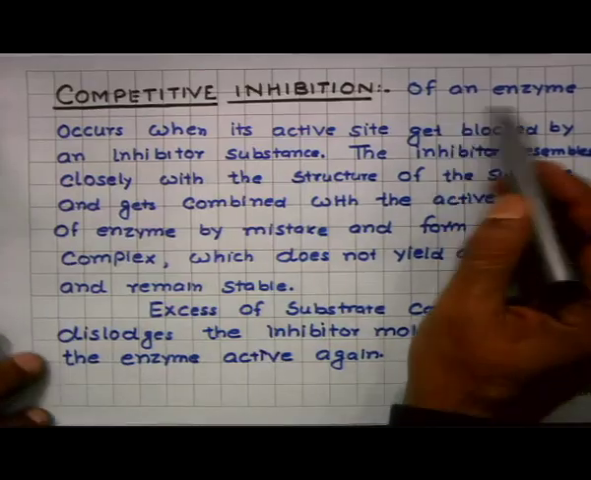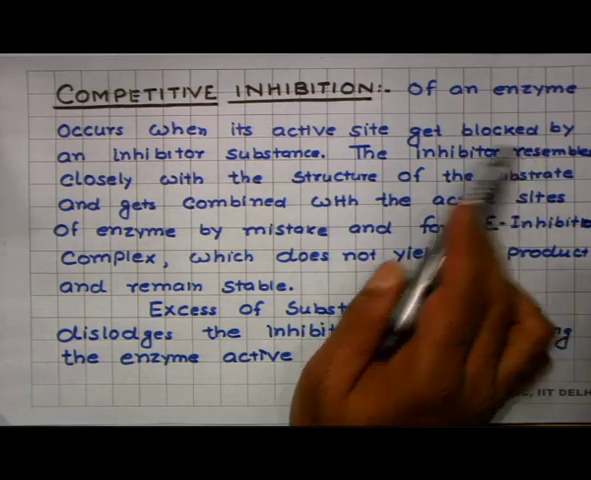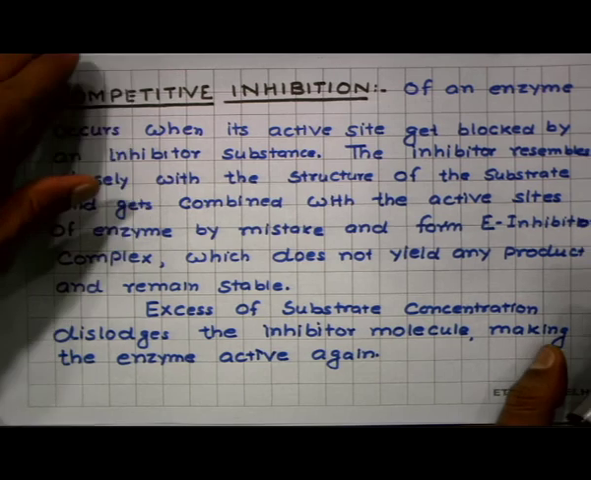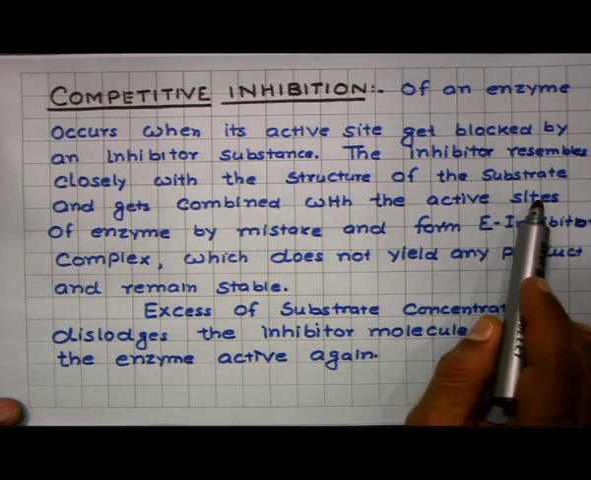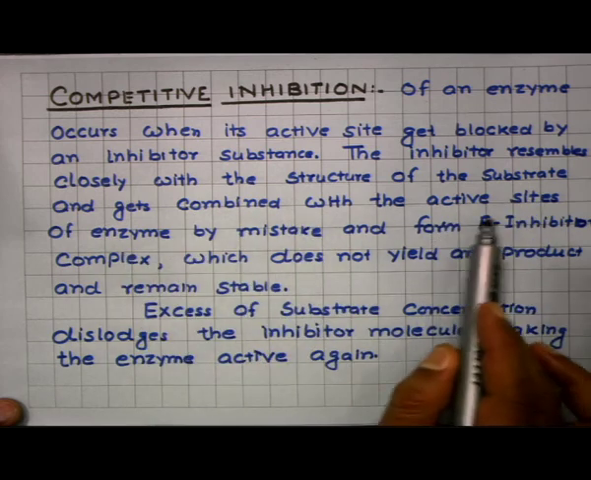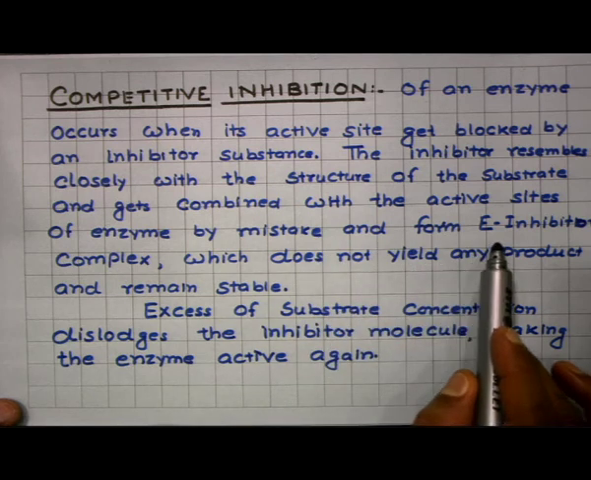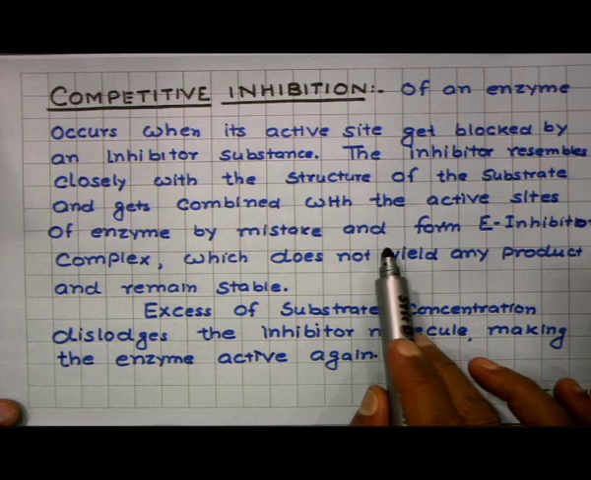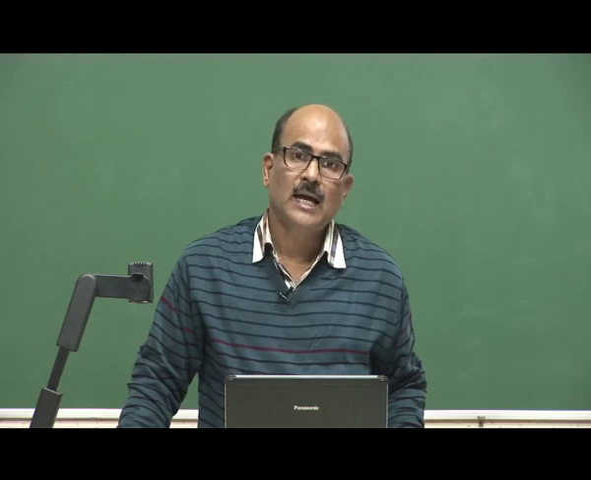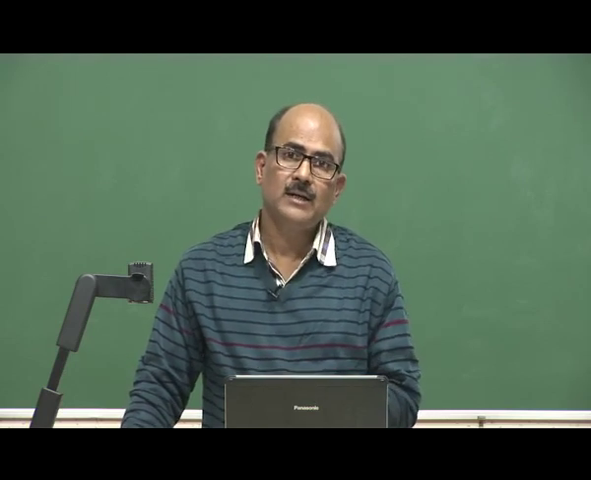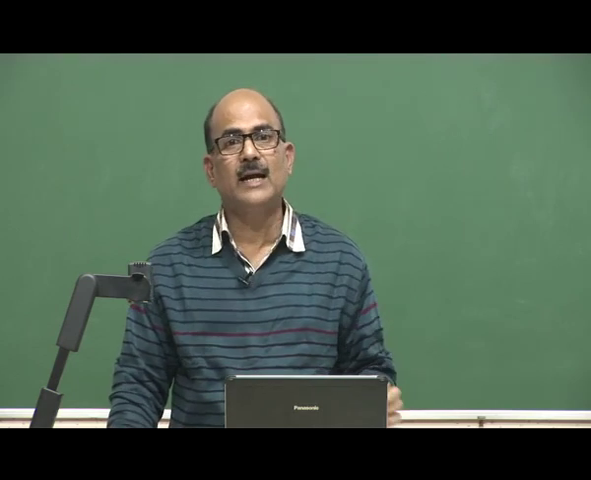Competitive inhibition of an enzyme occurs when the active site is occupied, blocked by an inhibitor substance. The inhibitor resembles closely the structure of the substrate and combines with the active site of the enzyme by mistake and forms an enzyme inhibitor complex. We have seen when the enzyme combines with the substrate, that forms the enzyme substrate complex, but when the inhibitor is stronger in comparison to the substrate, it occupies the active site.